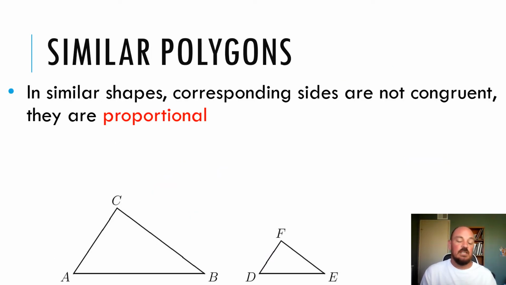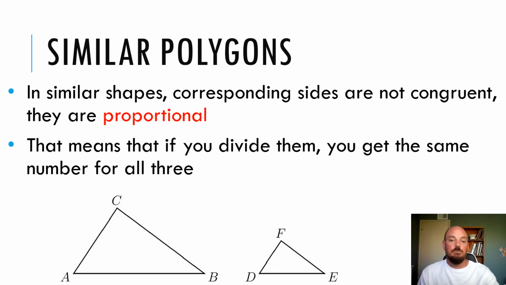So we started to say that the sides of similar shapes are not congruent. They're not equal. Like if you look at AC and DF, AC is big, DF is small. Now they are not congruent, but what they are is called proportional. And here's what that word means. That means if I take any pair of matching sides, of corresponding sides, and I divide them, you're going to get the same answer every single time.